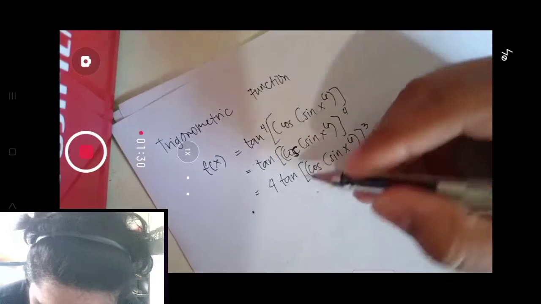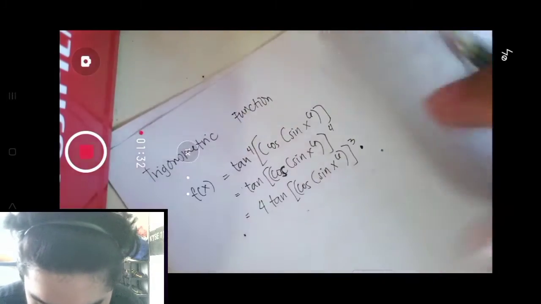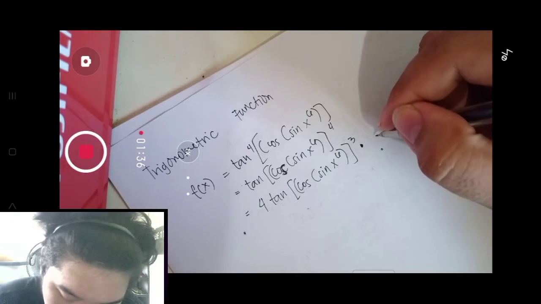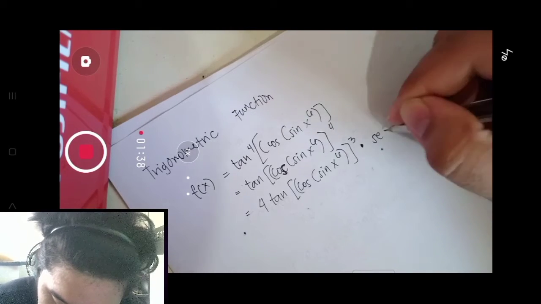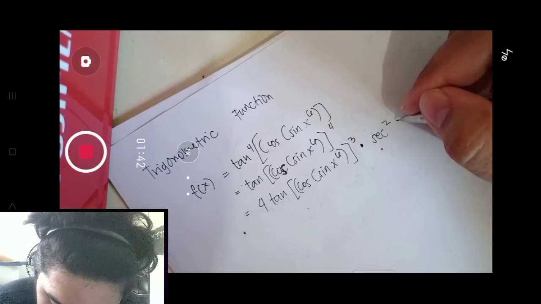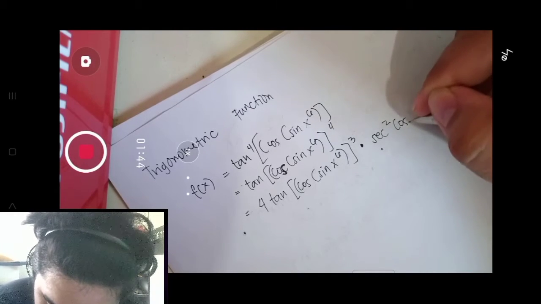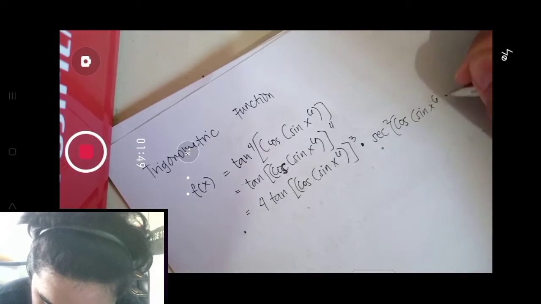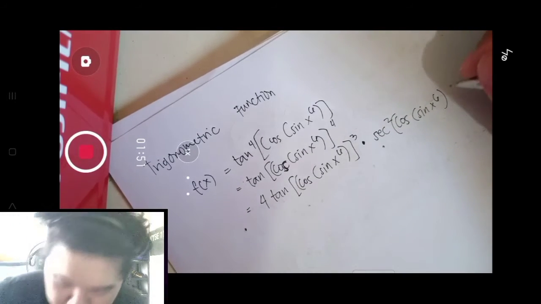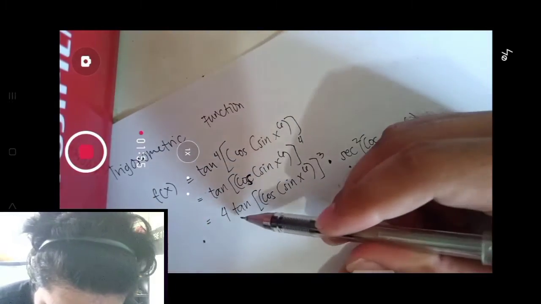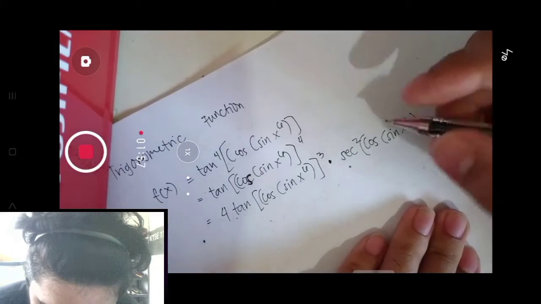Next, we find the derivative of tangent. The derivative of tan is secant squared. Then copy what's inside, which is cosine sine x raised to 6. That's it for the tangent.